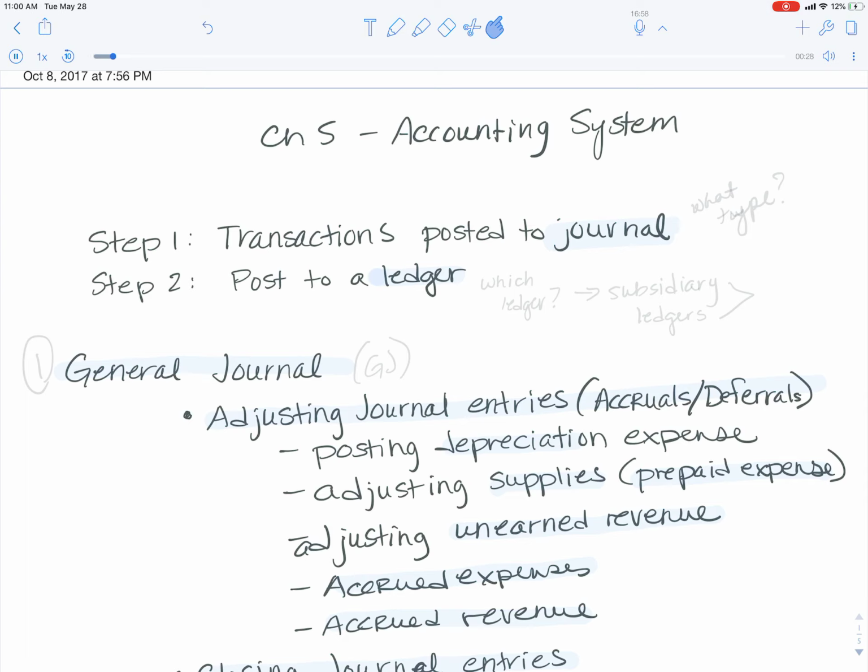And then after we post a journal entry, we may also have to post it to a ledger. So which ledger do we need to post it to, if there is one? Okay, so there are 5 main journals and 2 ledgers. We're going to call these ledgers subsidiary ledgers.